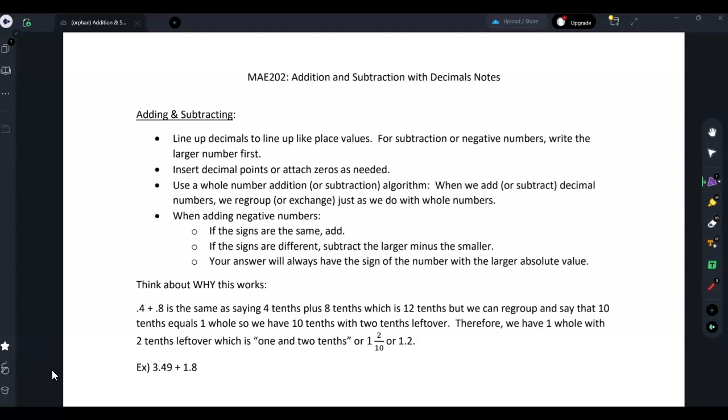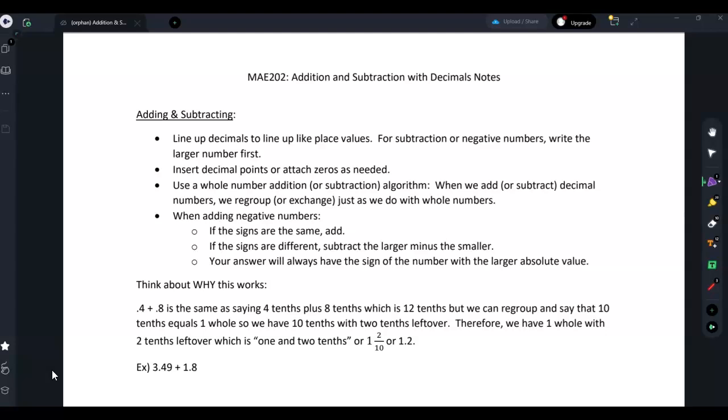So if we have subtraction with negative numbers, just make sure that you write the larger number first. And then you might also end up needing to attach some extra zeros just as placeholders. So like if we had a whole number and we're subtracting a decimal number from it, it might make sense to write that whole number and then go ahead and insert a decimal point and put zeros behind it just so we have the same number of place values as we do in the number we're subtracting.